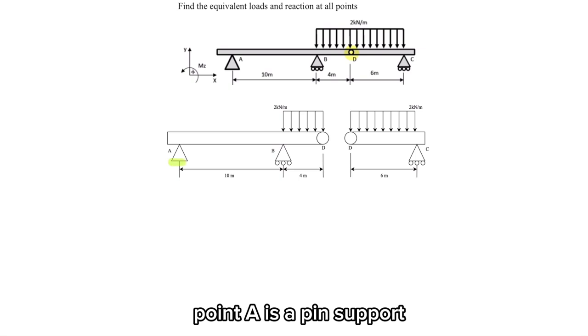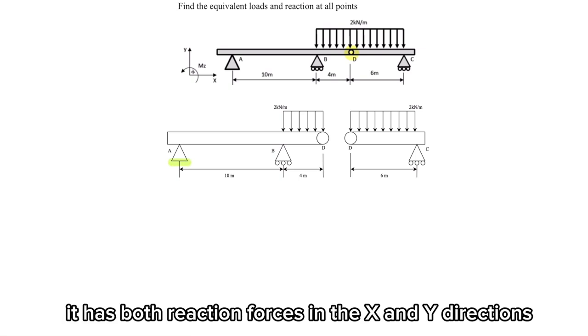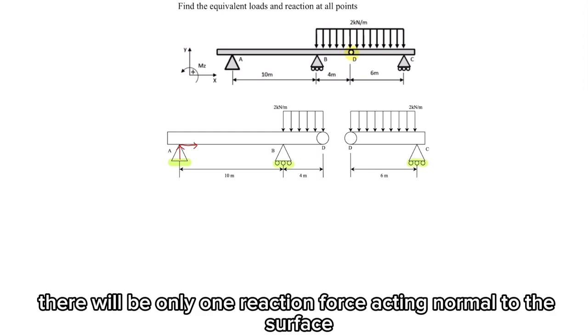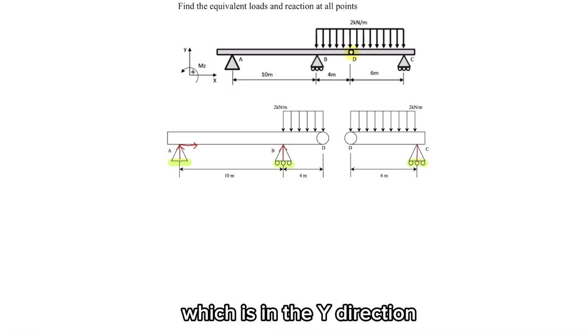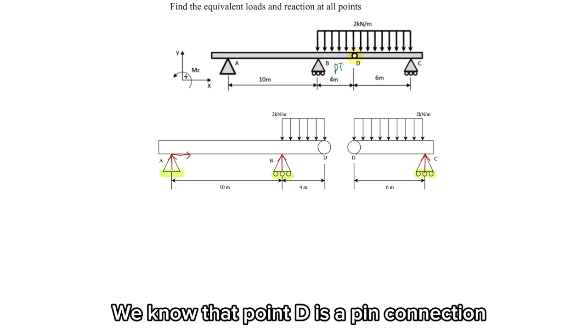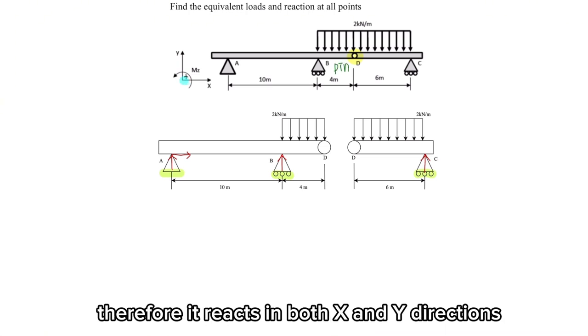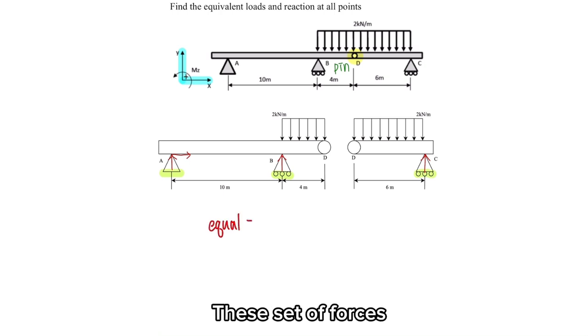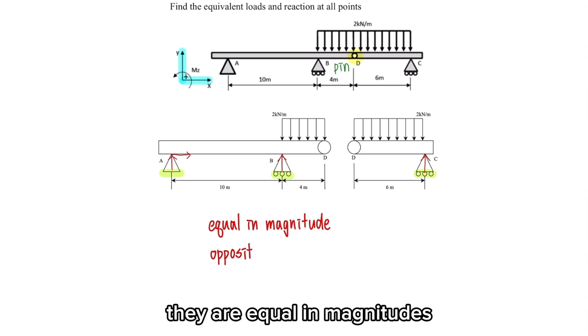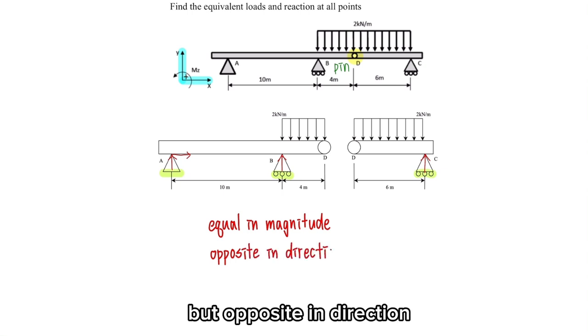Point A is a pin support. It has both reaction forces in the X and Y directions. Points B and C are roller supports. There will be only one reaction force acting normal to the surface, which is in the Y direction. We know that point D is a pin connection, therefore it reacts in both X and Y directions. This set of forces is different from those in the other half of the system. They are equal in magnitude but opposite in direction.